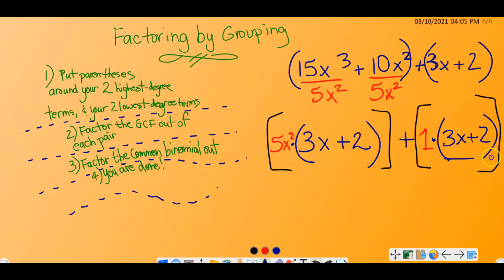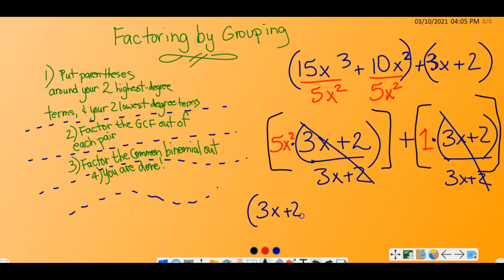So let's divide out the 3x plus 2, okay? 3x plus 2. All right, so now I've got this divided out. I'm going to write it as its own factor now. It's a factor, right? I divided it out. So now look at what I have left. I have 2 terms left. I've got 5x squared plus 1.